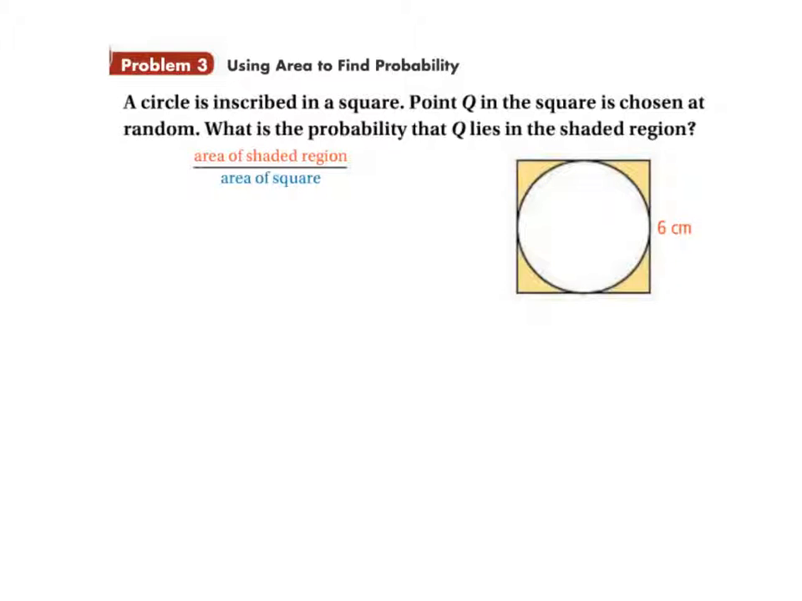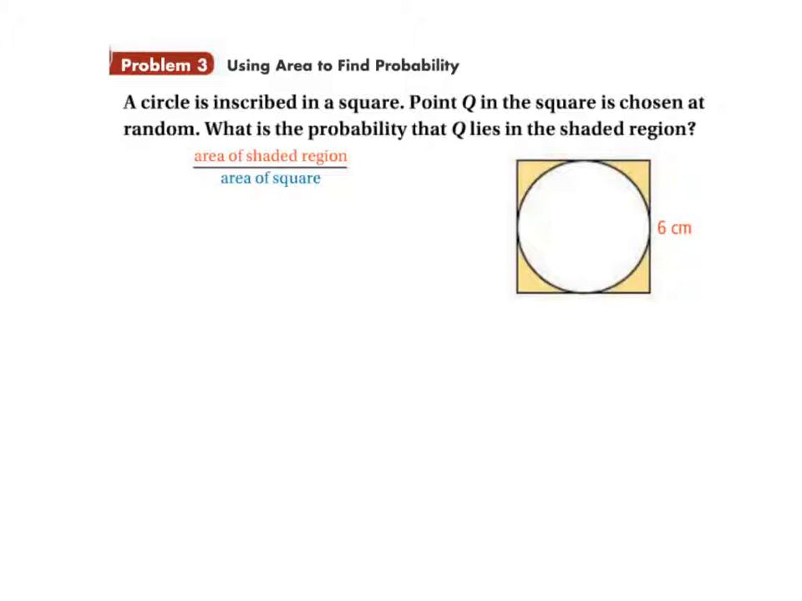Now, a circle is inscribed in a square. Point Q in the square is chosen at random. What's the probability that Q would lie in the shaded region? A success is the area of the shaded region, and the total possible would be the area of the square. So I'm going to find the area of the shaded region. This is a nice lesson to wrap up this chapter because it does a nice review of all the different areas that we've come across in this chapter.